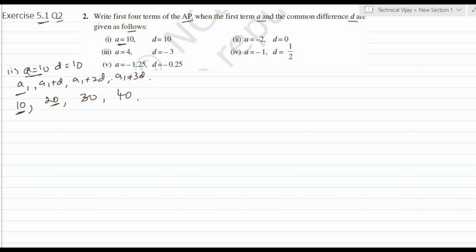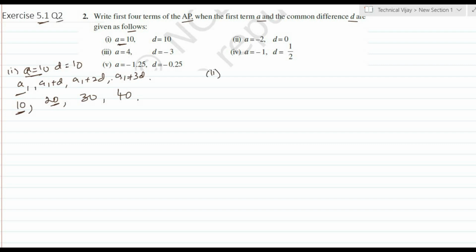And if you want to verify whether it is in AP or not, we have to calculate the common difference, means second term minus first term, that should be equal to the third term minus the second term. Whatever the term is, you have to subtract the previous term from it, so that the common difference you are getting should be the same along the series. Hence it is called arithmetic progression.